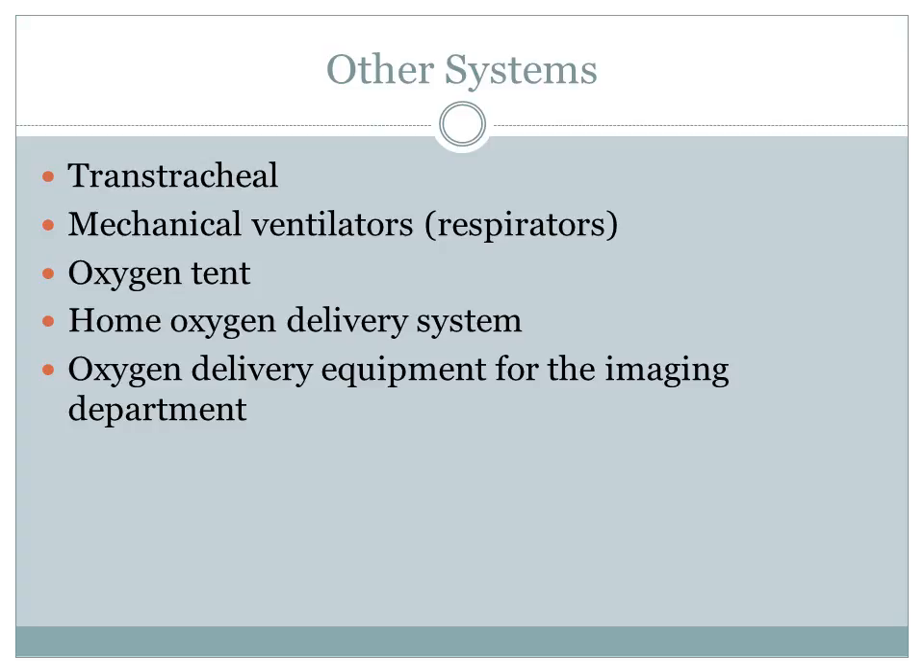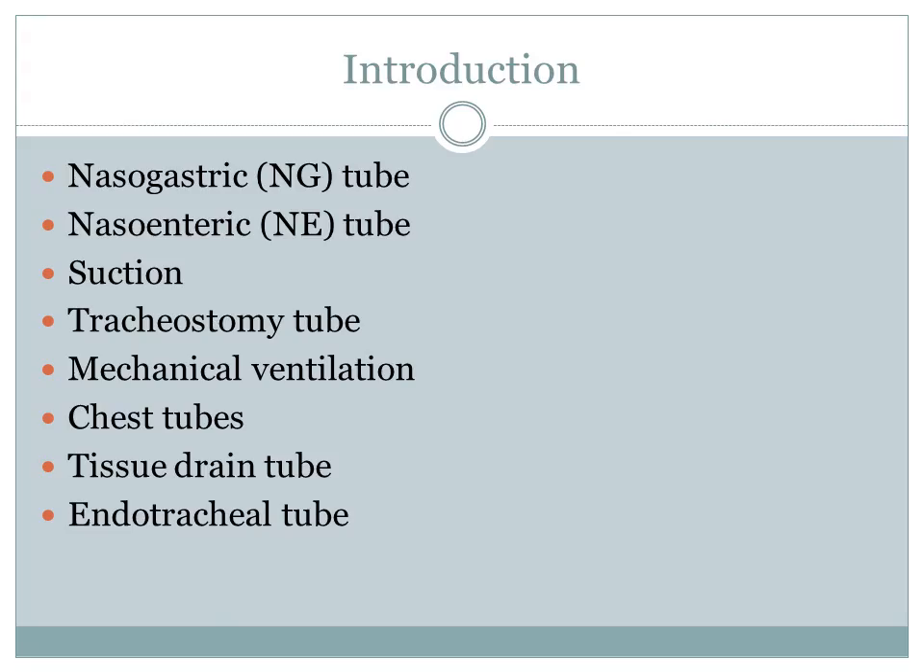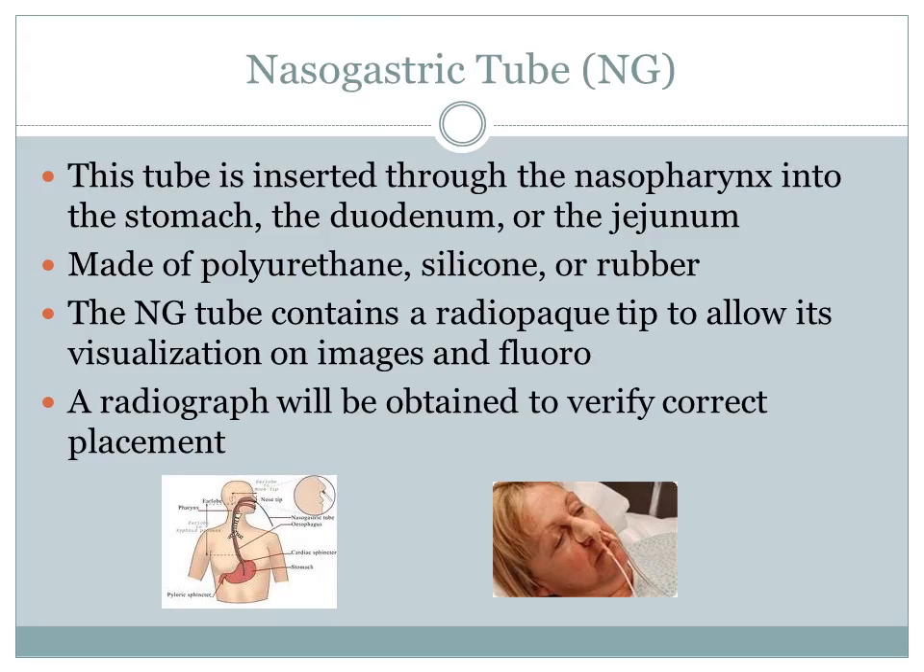Other systems: transtracheal, mechanical ventilators, oxygen tent, home oxygen delivery system, oxygen delivery equipment for the imaging department. These are examples of those things that we just discussed. Introduction: nasogastric (NG) tube, nasoenteric (NE) tube, suction, tracheostomy tube, mechanical ventilation, chest tubes, Tisch drain tube, or endotracheal tube.